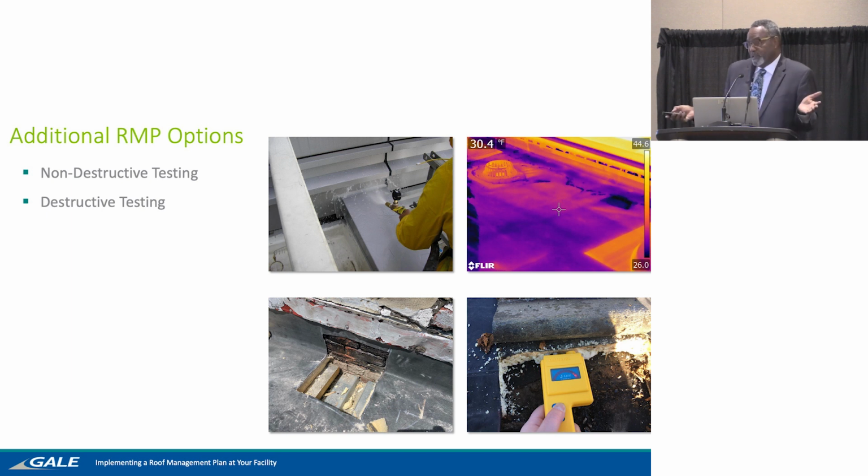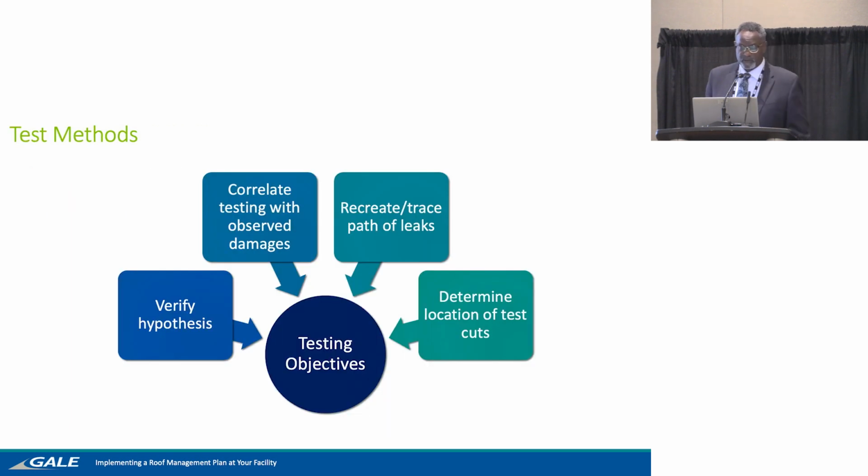Destructive testing is just what it is. Sometimes you got to go there and cut it open and tear it apart just to see what's going on. So what are some of the tests? What's the whole purpose behind testing to get into your roof management plan? Your objectives are to verify what you've looked at. You've done the visual evaluation. Now you got to verify if this is correct or not. Did I chase down the right thing? So you correlate your testing with your observed damages that you looked at visually. You can recreate or trace the leak, say with leak testing or infrared, and you can determine locations if you want to do some destructive testing.